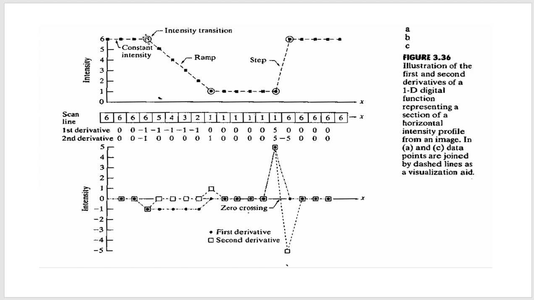This is the intensity transition point at which the function changes from constant intensity to ramp, and here the highest intensity is 6. First you have to write the scan line. Scan line means the points that we have marked in this graph. You have to write those points, which are called scan line points.